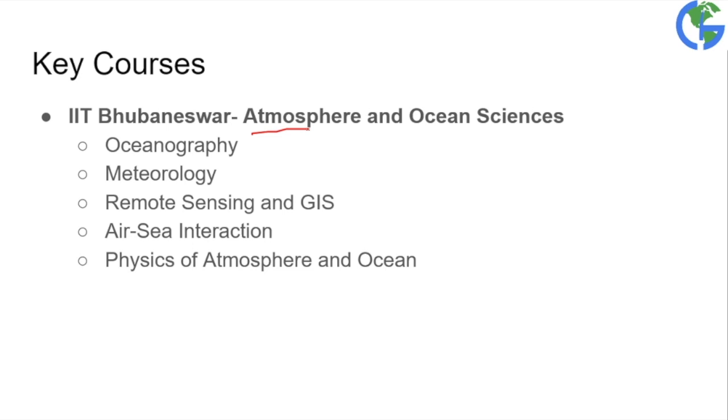Then this was another program or course being offered by IIT Bhubaneswar, which is Atmosphere and Ocean Sciences, in which you get to know about all the processes related to oceans, meteorology, of course, remote sensing and GIS is another important aspect of atmosphere and ocean sciences. Then there is air-sea interaction, physics of atmosphere and ocean. So there are a lot, but everything revolves around oceanography and meteorology. So this is a completely different topic from geology, but you get a touch of geology in this atmosphere and ocean sciences.